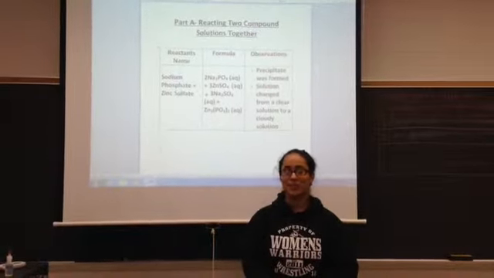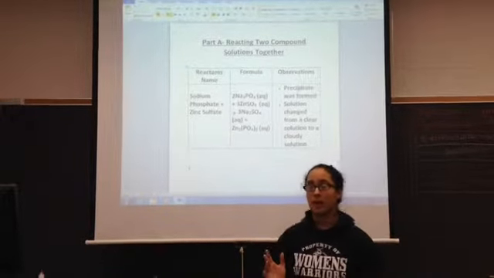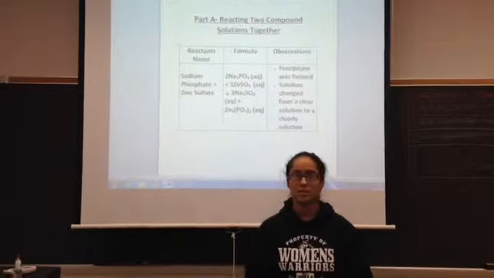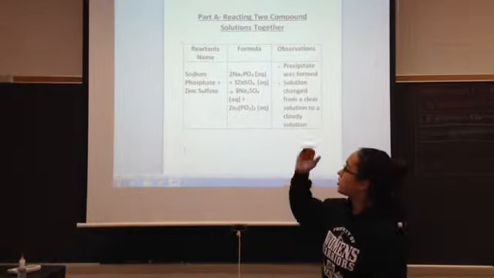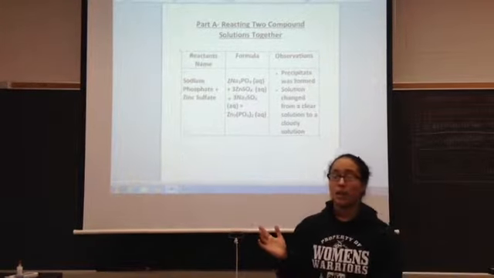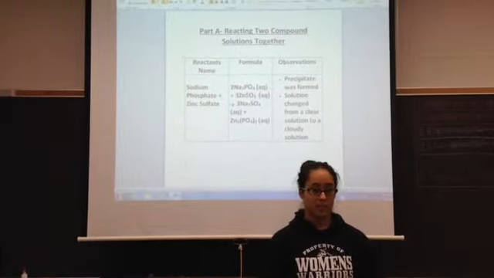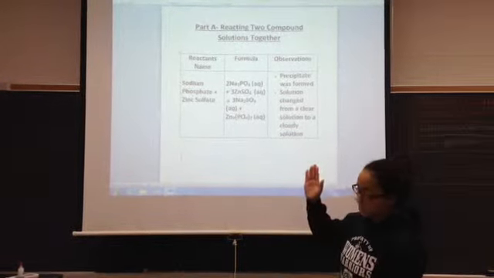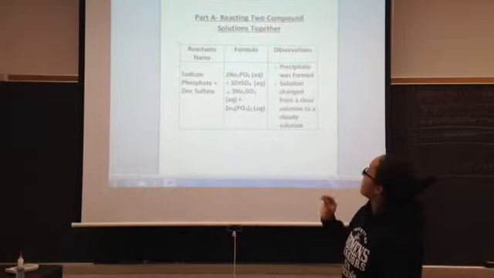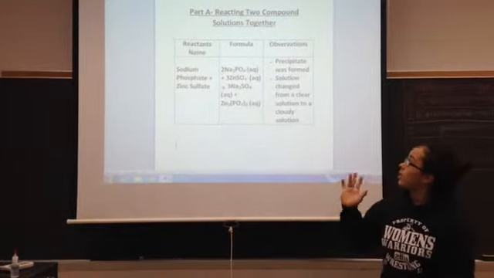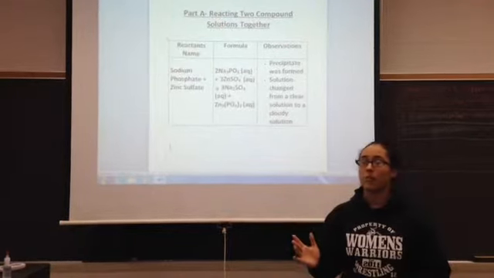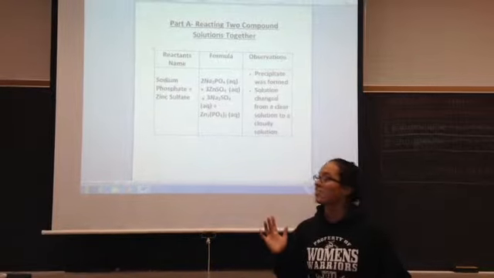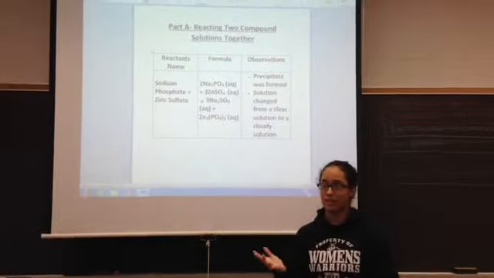Hi, my name is Rosemary Flores. In Part A, we were to combine two compounds from a list that was given to us. The two aqueous solutions that we decided to combine were sodium phosphate and zinc sulfate. We combined 5 drops of each into a clean, clear test tube. The results were sodium sulfate and zinc phosphate. Through the observations, we can clearly tell that there was a chemical reaction because a precipitate formed and there was a change from a clear solution to a cloudy solution.